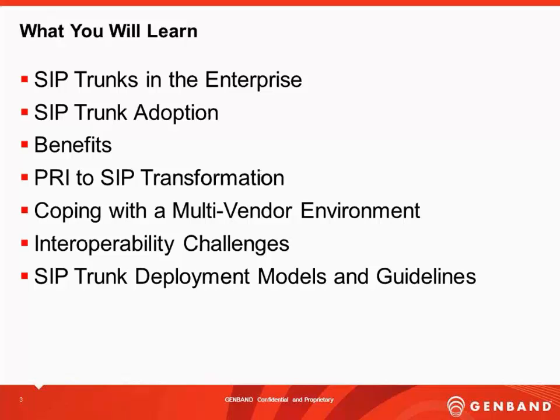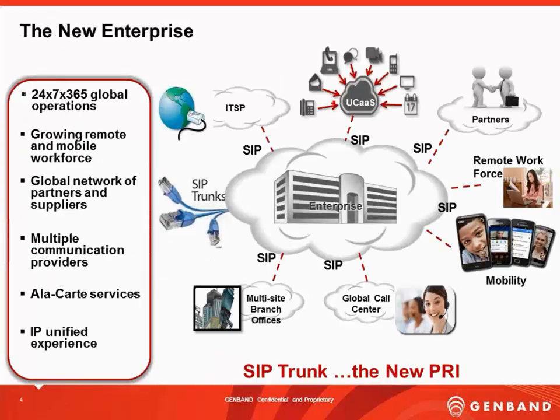Looking at the adoption curve, adoption rationales for SIP trunking, benefits, PRI to SIP transformation, because that's what you're going to be going through. But then also talking about how you deal with multiple vendor environments when we're dealing with SIP trunking, some of the challenges you can encounter with SIP trunking, especially interoperability, and a few ideas about deployment models and guidelines. And I'd like to start off with Ashish with this first slide, which really demonstrates to me how many different places a SIP trunk can be encountered.